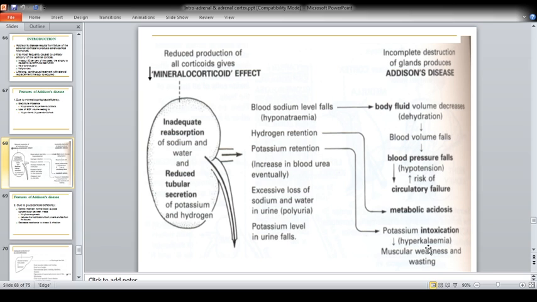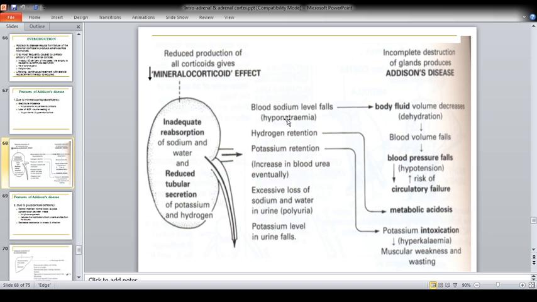So potassium intoxication would cause hyperkalemia, that can cause muscular weakness and wasting. There would be an increase in blood urea levels eventually. There would be excessive loss of sodium and water in urine, that is known as polyuria. So if the patient is producing huge quantities of urine, that is more than 2.5 to 3 liters in 24 hours, that is known as polyuria. It is seen in diabetic patients, it is seen in Addison's patients, etc. Potassium levels in urine would fall. Potassium would start accumulating within the body.